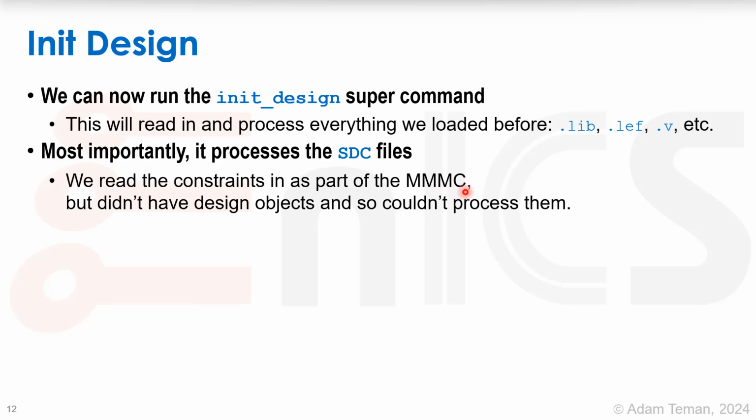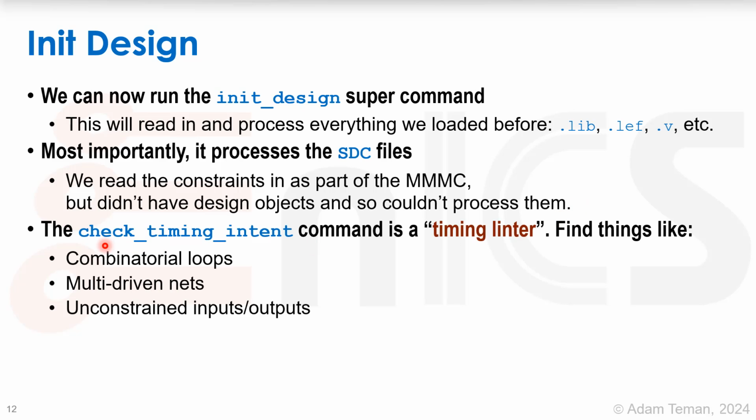We read the constraints as part of the MMC, but it didn't have the design objects. We didn't have all the ports and the clocks and so forth, so we couldn't actually process them. So now it's going to process them, and if we have any mistakes and problems with our SDC, we better find them out now. So how are we going to do that? We are going to use the check_timing_intent command. That's a kind of linter for timing. It finds things like combinatorial loops, multi-driven nets, unconstrained inputs and outputs, and so forth. So that is really something we have to do. We're going to have to debug our timing with the check_timing_intent command.